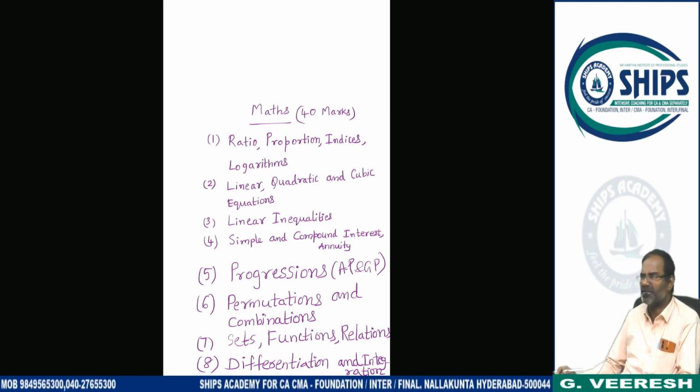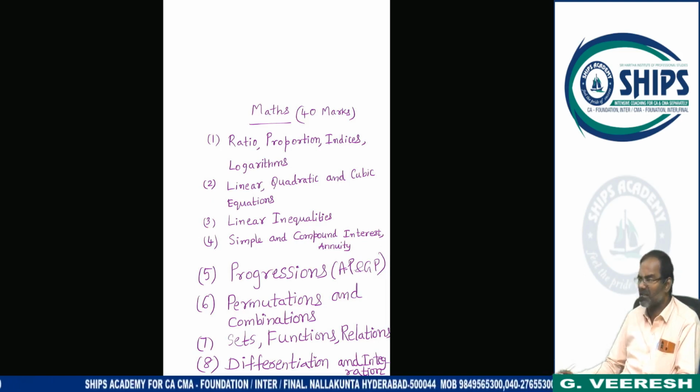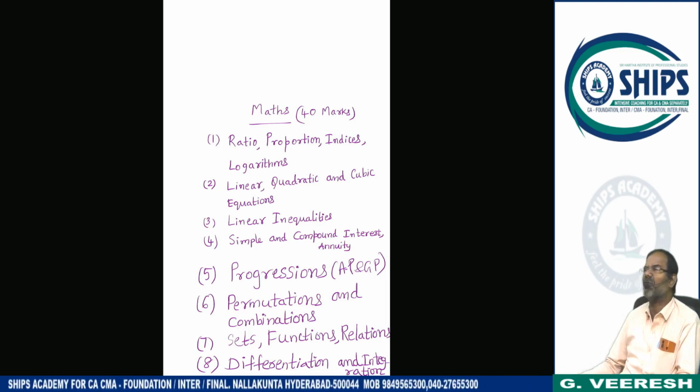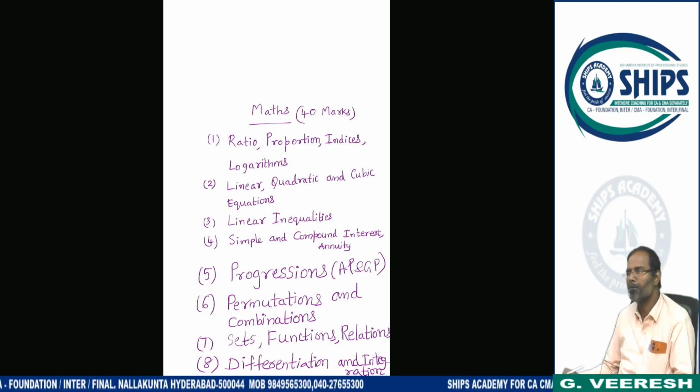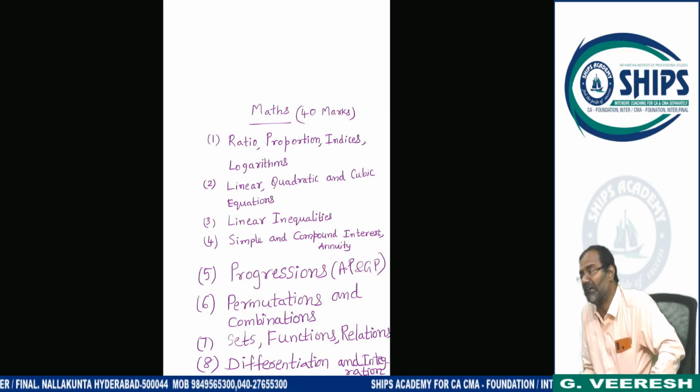So that remaining 10% is there, no? We can get 40% also in simple interest and compound interest, or ratio proportion we can get 25%, permutation we can get 25%, or sets, functions, relations, differentiation, integration 25%, like that. Okay? Is it clear about the questions? How many questions we can get?